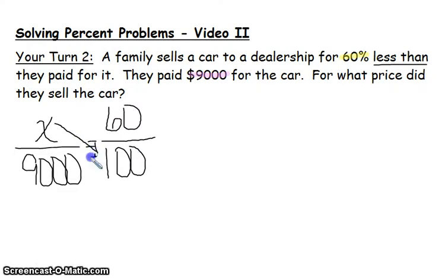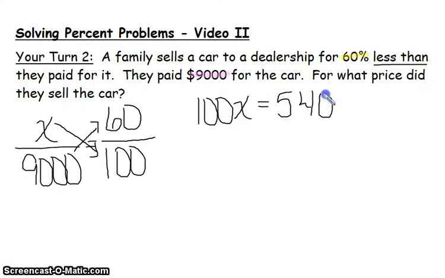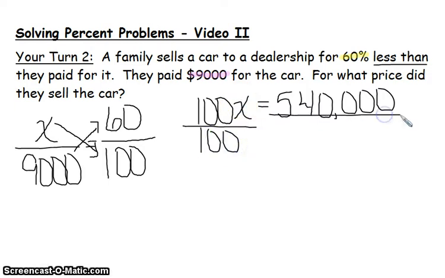Cross multiply X times 100 and you get 100X. And then cross multiply with the other two values here. 9,000 times 60 does give you 540,000. So be careful with all those zeros there. So simple one-step equation, the inverse of multiplying by 100 is to divide by 100. So I'm going to divide both sides by 100 there. 100 divided by 100, that gives us our 1x that we need.